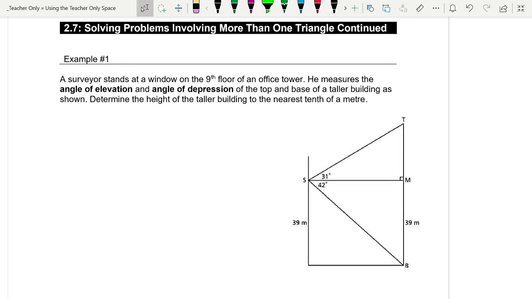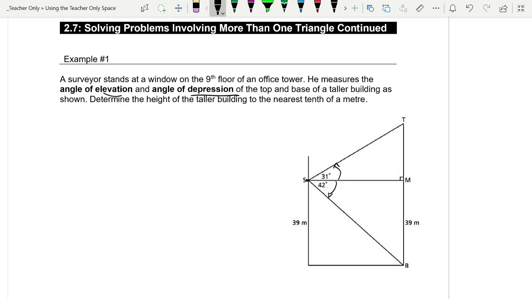These two have word problems on them, right? They've got context. So a surveyor stands at a window on the 9th floor of an office tower. He measures, oh good, we're going to use these ideas that we learned first lesson of the unit: the angle of elevation and the angle of depression. So he stands here, he measures up from a horizontal line 31 degrees, that's his angle of elevation. He measures down from a horizontal line 42 degrees, that's the angle of depression. And then he would like to know the height of this building.